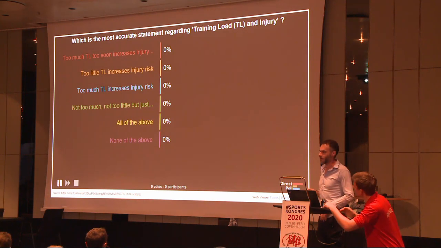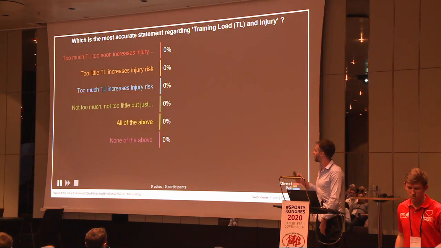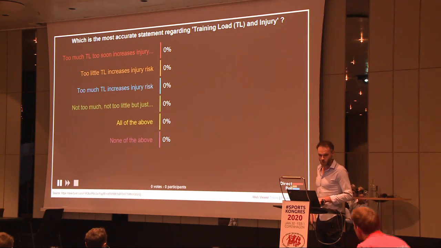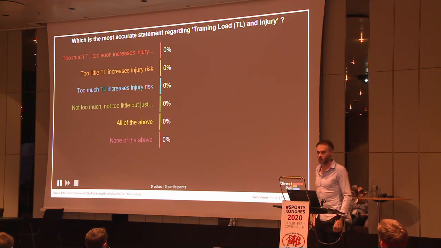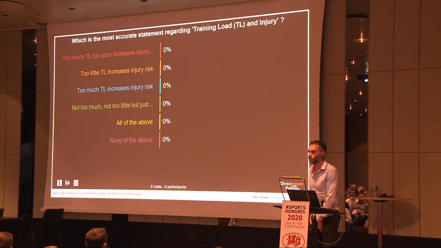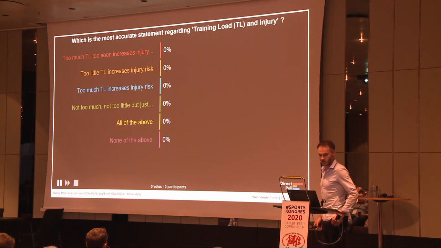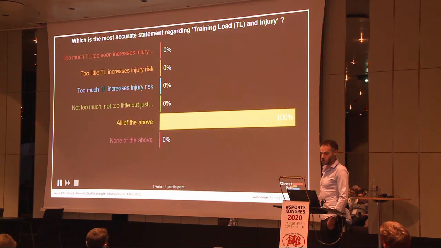Okay, so if you answer the question, it will start popping up with the answer. So, what is the most accurate statement regarding training load and injury? Based on the evidence that we know, what is the most accurate? Is it that too much training load too soon increases injury risk? Too little increases, too much increases, not too much, not too little, but just enough? All of the above or none of the above?